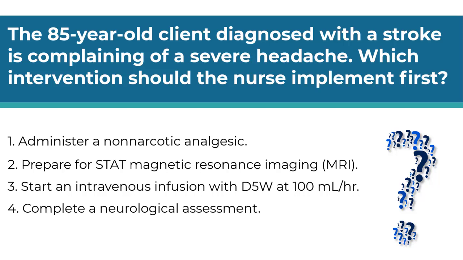Number 1, administer a non-narcotic analgesic. Number 2, prepare for a stat MRI. Number 3, start an IV infusion of D5W at 100 milliliters an hour. Number 4, complete a neurological assessment. The correct answer is number 4.